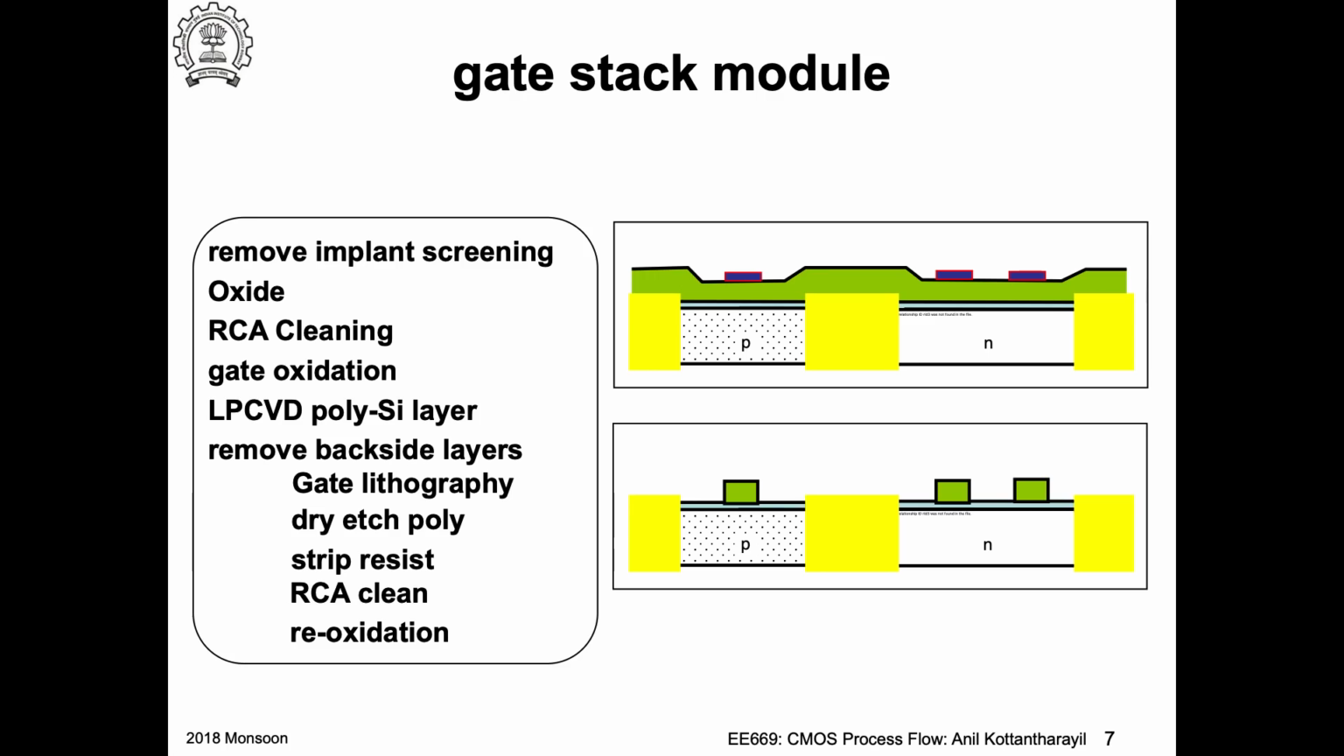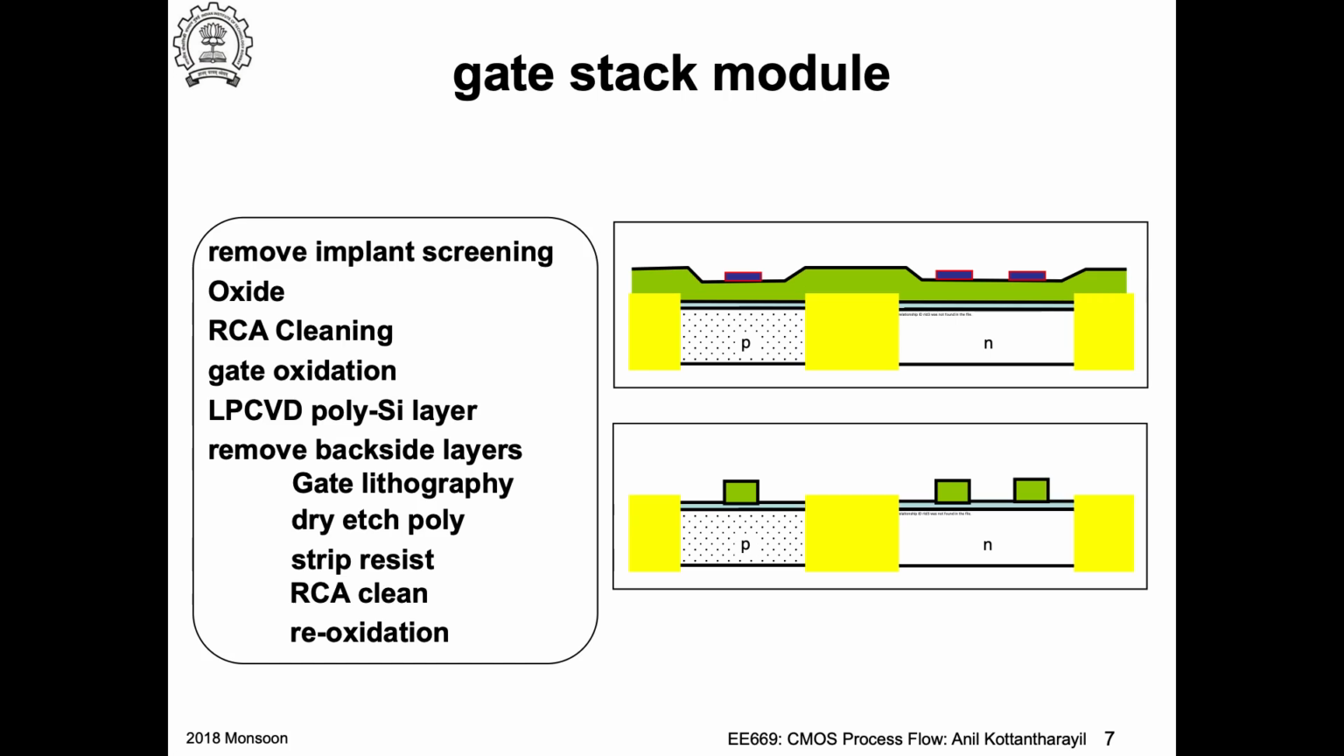Then you have the gate lithography, and you etch polysilicon, and here we target a very straight 90-degree or vertical profile for the gate. Subsequently, you strip the resist. The silicon might have got some damage at some places, because you have used reactive ion etching for the polysilicon.